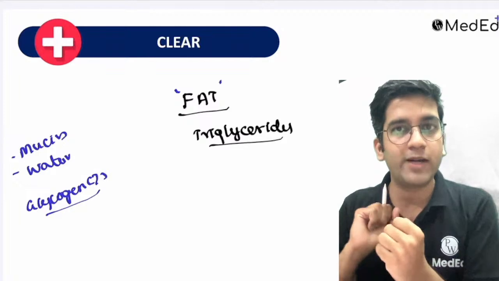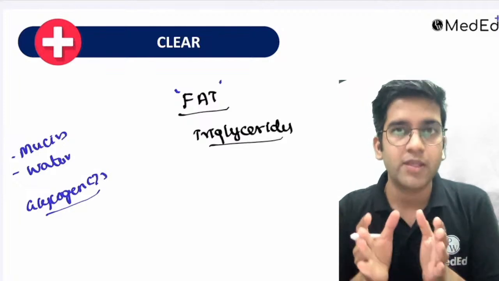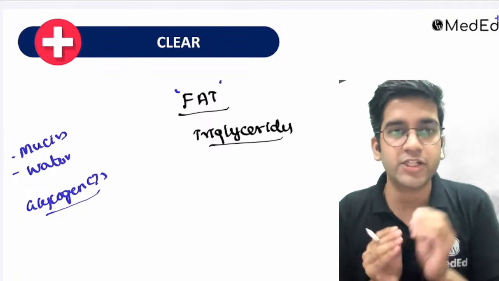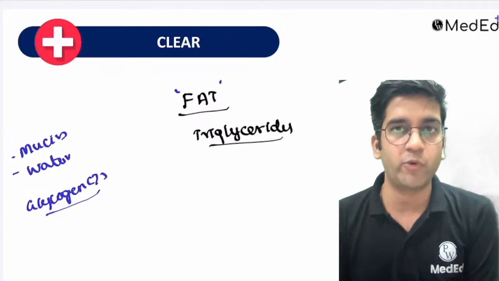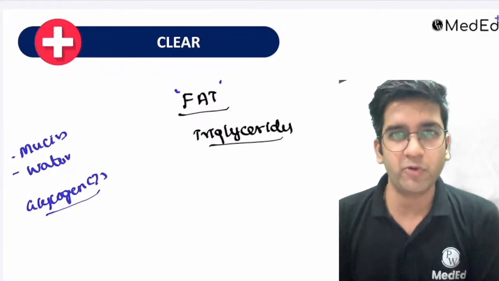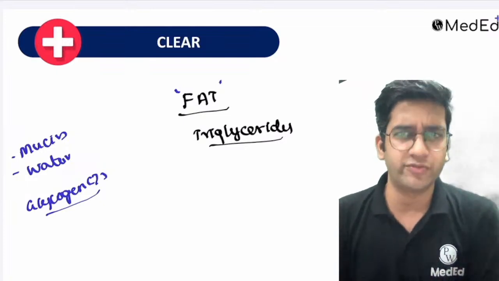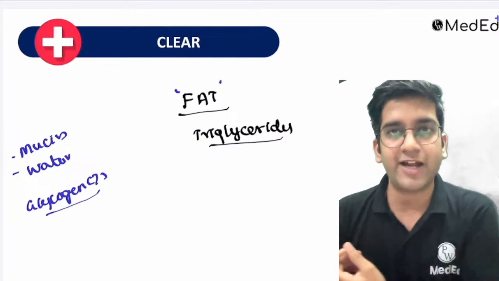Now again, we are going to go back to your basic template. If I am seeing something in microscopy which is clear in appearance, can I differentiate whether it's mucin or water or glycogen or fat? Is that possible for me to differentiate it? If you have different appearances, is it possible for you to differentiate it? You cannot differentiate, right? I will not be able to say there's a clear fat or a clear mucin.